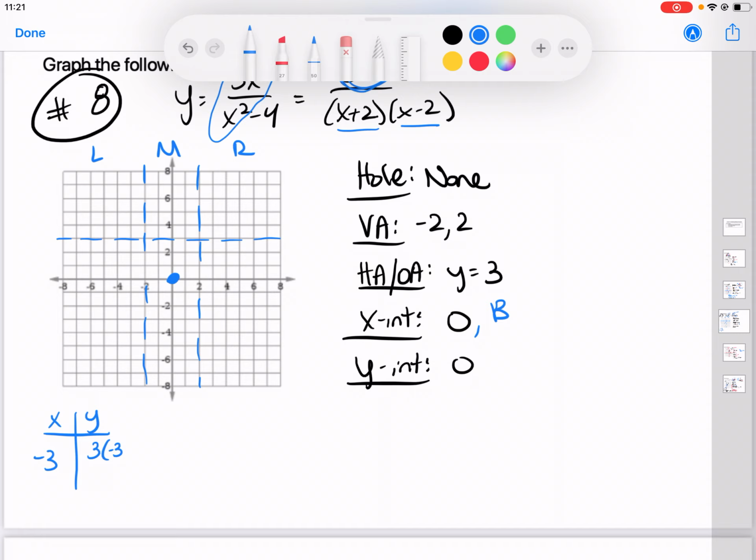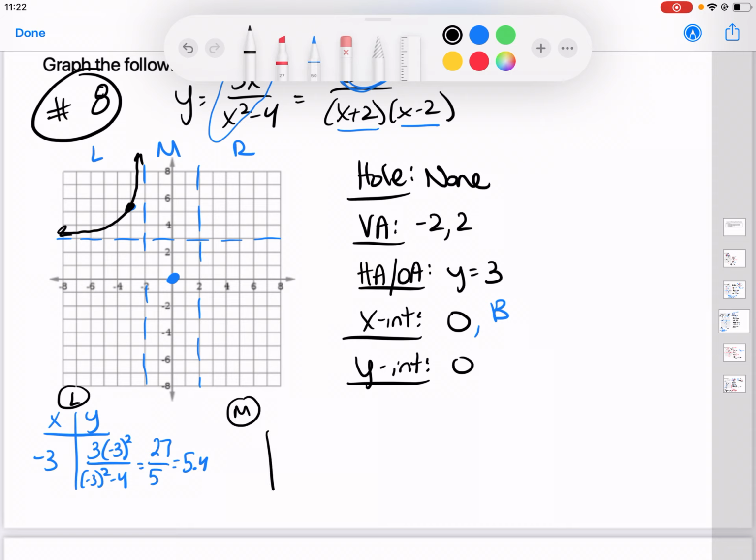So left side, I can pick -3. So I've got 3 times -3 squared over -3 squared minus 4. So the top would be a positive 27. The bottom would be a 9 minus 4, so 5. And then if you just find the decimal, which will make life easier for you, you get 5.4. So go -3 to 5.4 right here. Let me do a different color. And you just draw your curve following the asymptotes. Okay, so that was for the left side.